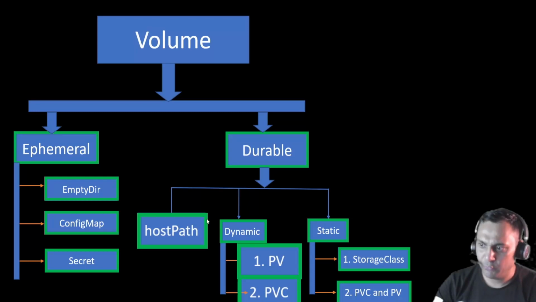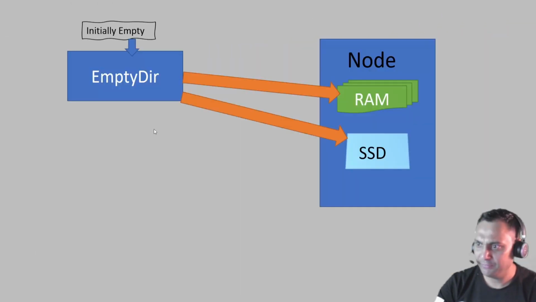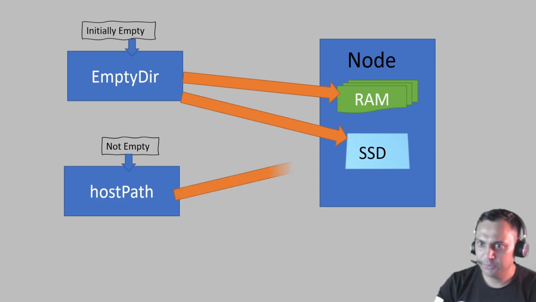And inside this variable we have host path. So let's explore host path. What is host path? Again, we have the same thing here. In the host path, it is not empty. It must be created only on the hard disk. However, EmptyDir volume can be created on either RAM or hard disk.